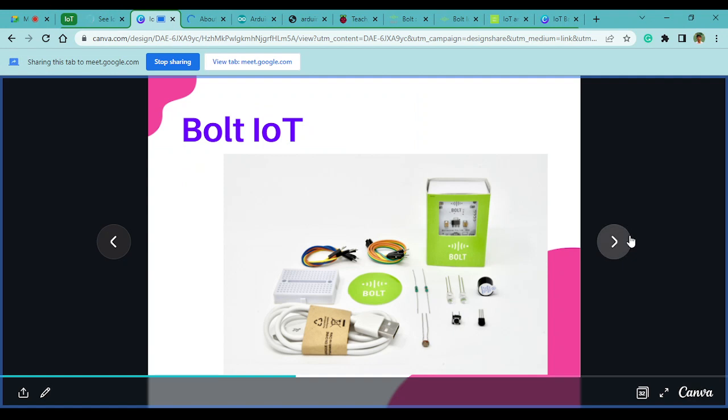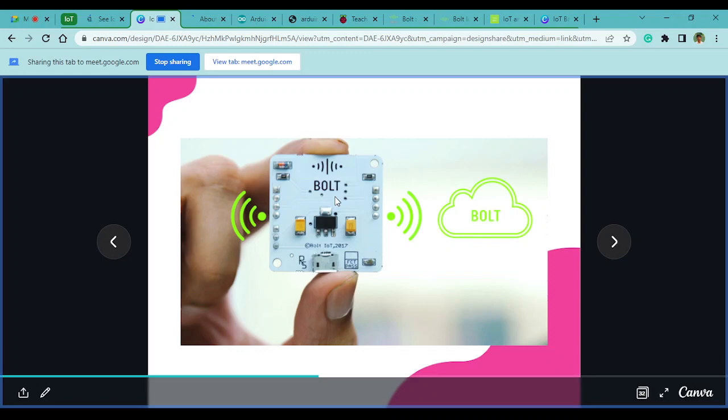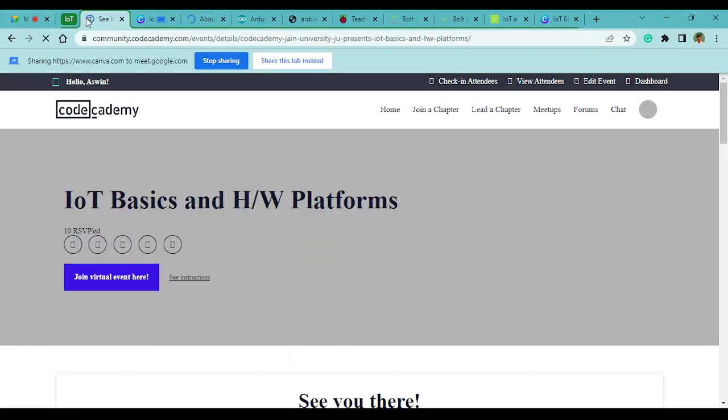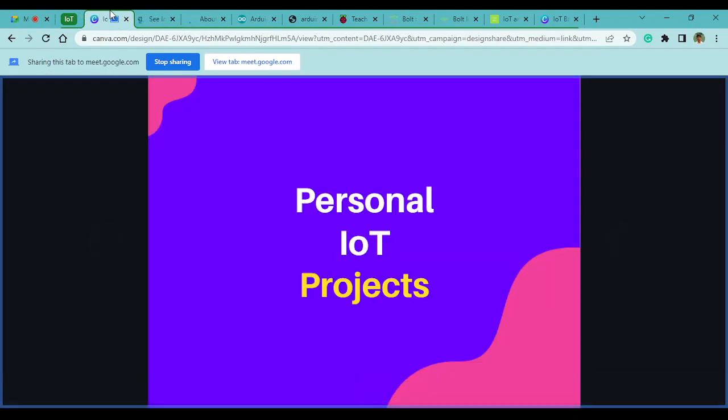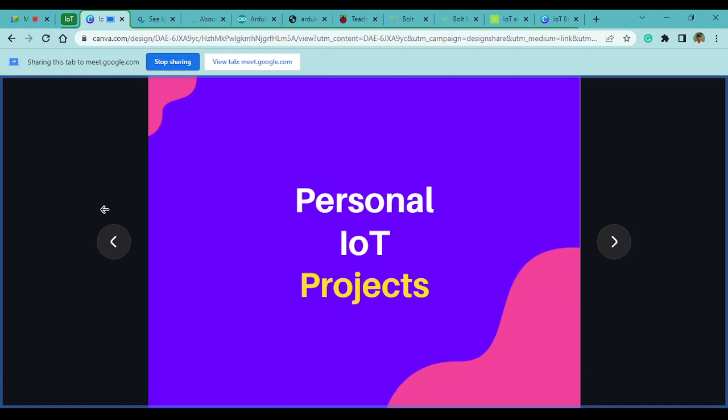Okay, so let me show you. This is the module. As you can see, it's actually so small, but you have a Wi-Fi module in this itself. So basically you can directly connect this to your Bolt IoT cloud. Once you configure it, you can easily start generating data. Before moving on, let me also show you my personal projects that I created in my college days.